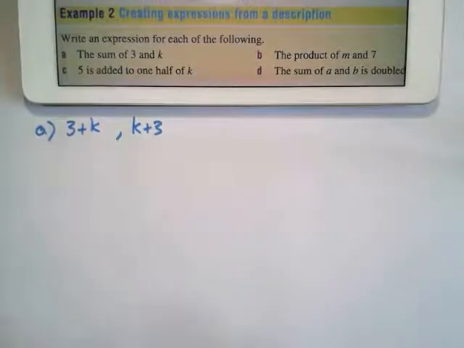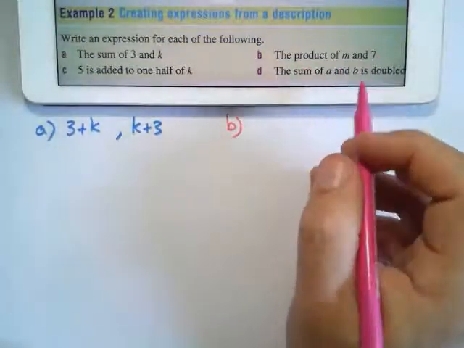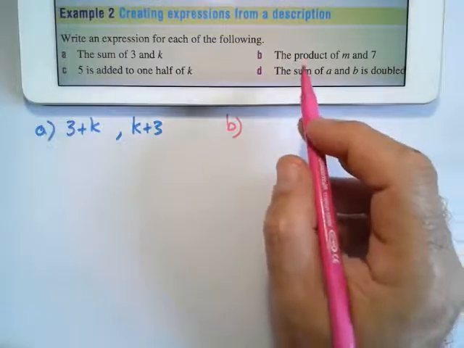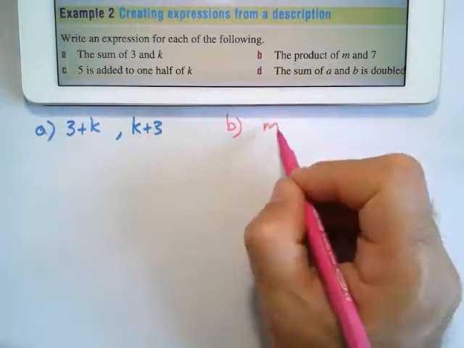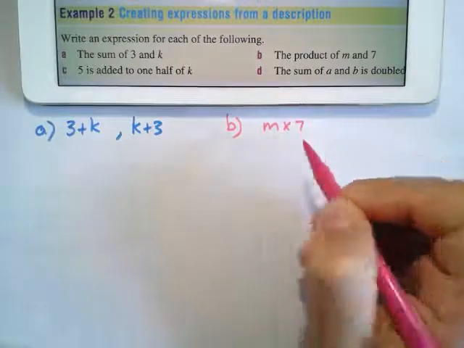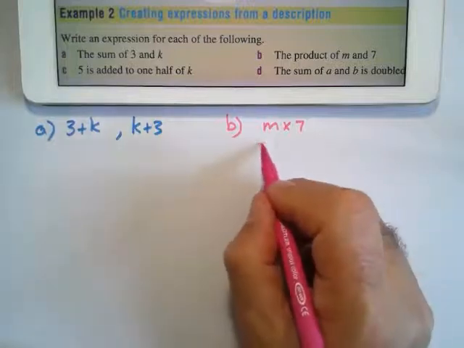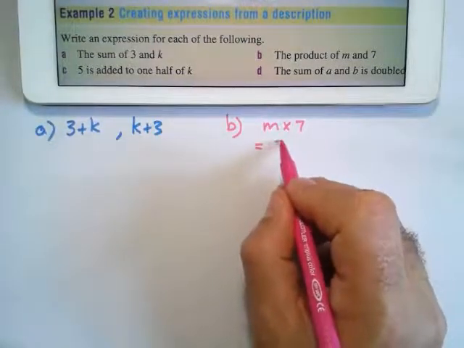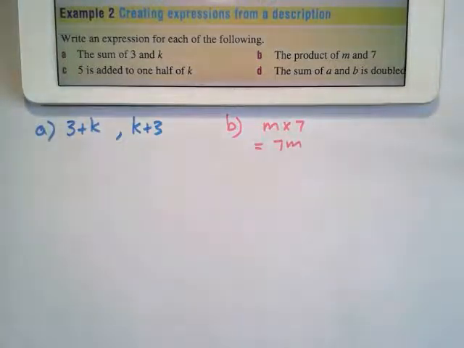Let's look at B. The product of m and 7. So the product means I multiply m times 7. So m times 7, but we're not going to write m times 7. M times 7 is going to be 7m. So that will be my final answer.